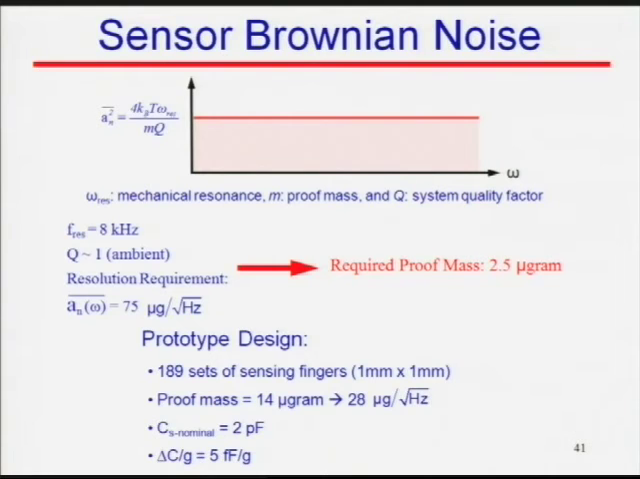You plug in there, it tells us that we need to have a minimum mass of about 2.5 microgram. Below that, noise is higher. Above this mass, the denominator goes up, the whole value goes down. So we designed our system at about 1 millimeter by 1 millimeter size. We can pack 189 sets of fingers. We get 18 microgram. That's good. The mass is bigger than what we needed. So we expect to achieve a 28 micro-G per root hertz noise floor.